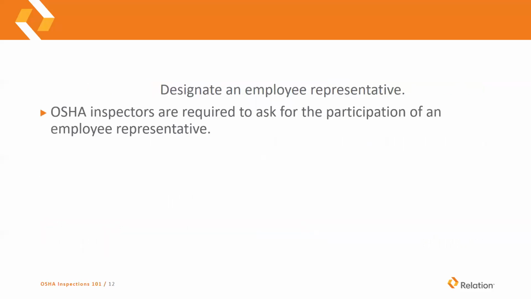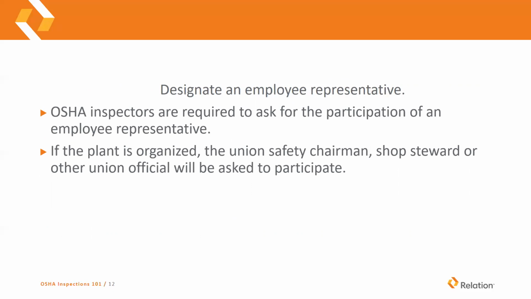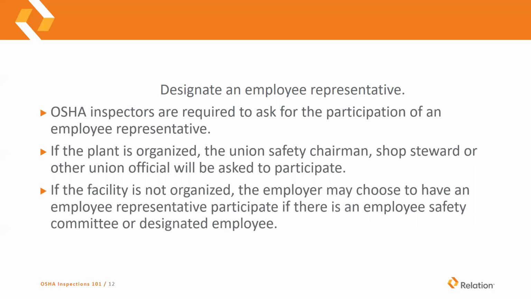Designate an employee representative. OSHA inspectors are required to ask for the participation of an employee representative. If you are a union, the union safety chairman, shop steward, or other union official will also be asked to participate. If you are not organized with the union, the employer may choose to have an employee representative participate if there is an employee safety committee or you have designated an employee for such situations.